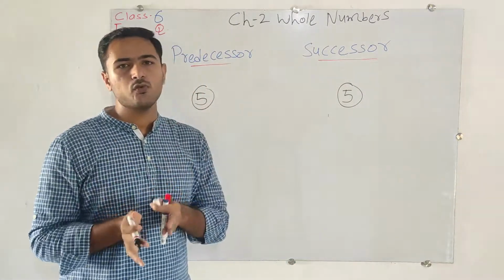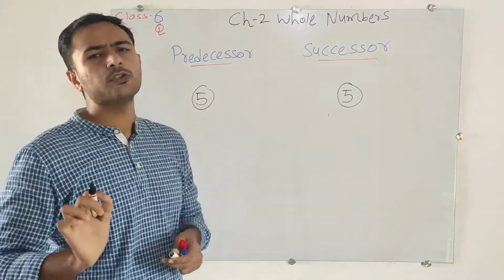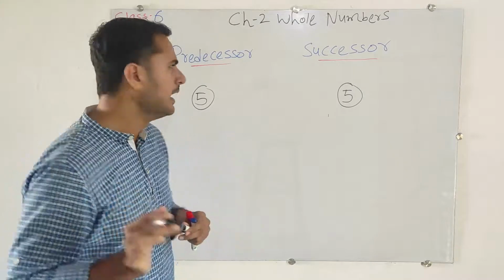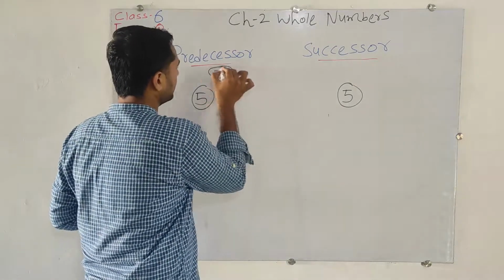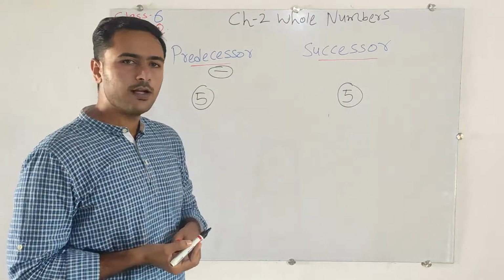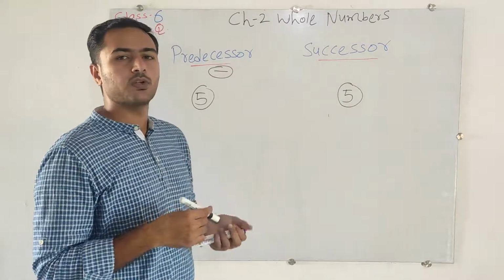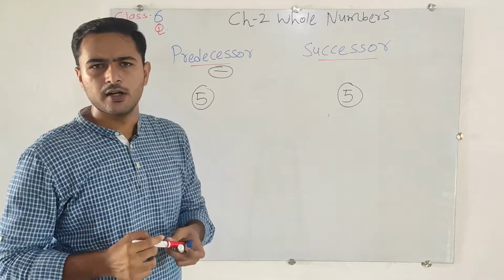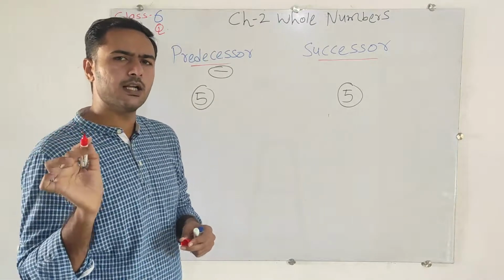Predecessor: whenever you just want to find out the predecessor, only one mathematical operation you need to do, and that is subtraction. We will just subtract 1. For whatever number you want to find the predecessor of, you just have to subtract 1 from the number.